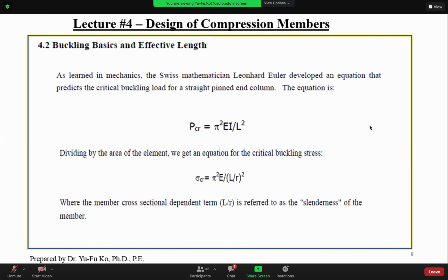So like I mentioned in the beginning of the class today, the term L over r stands for the slenderness ratio of the member.